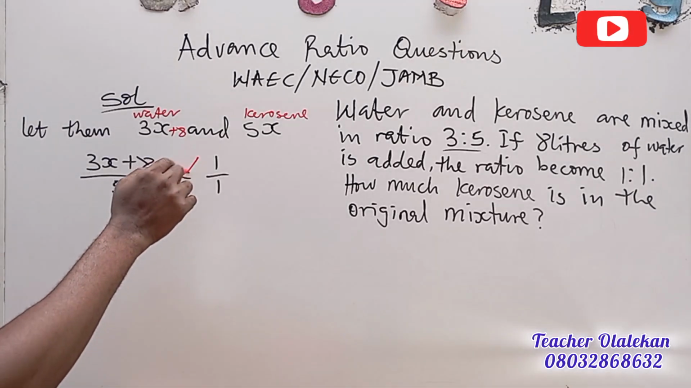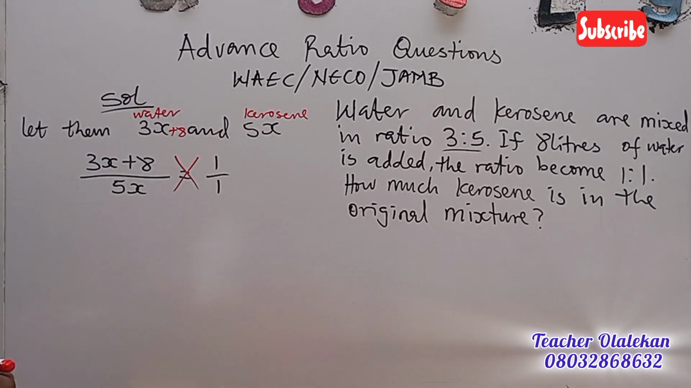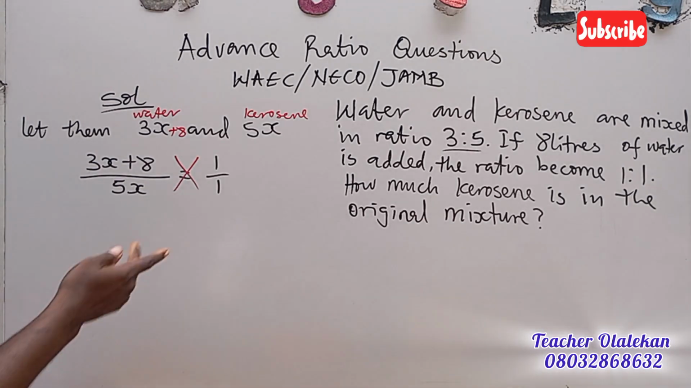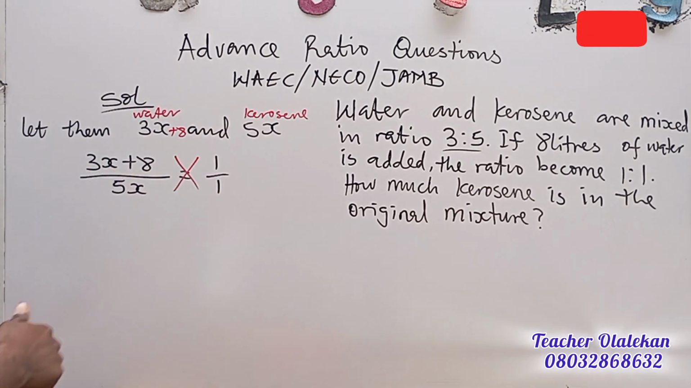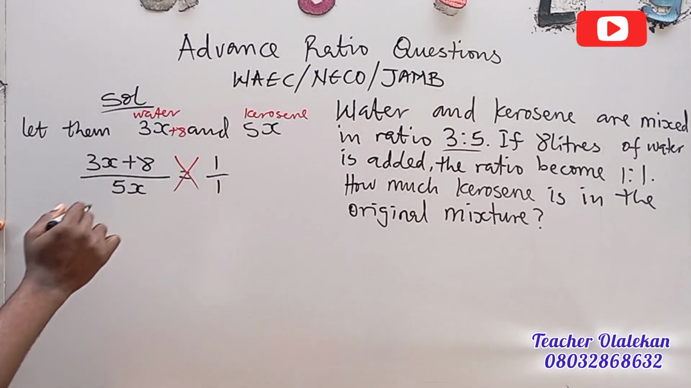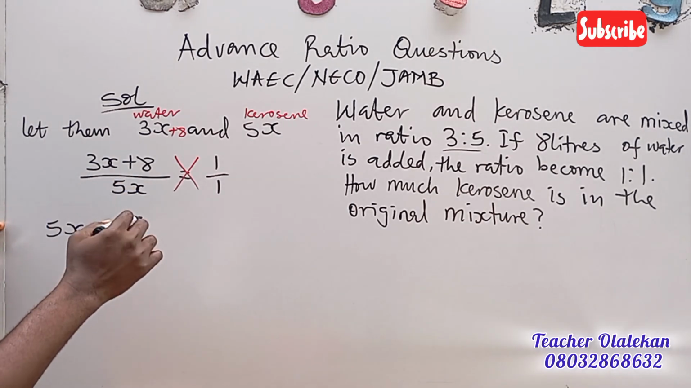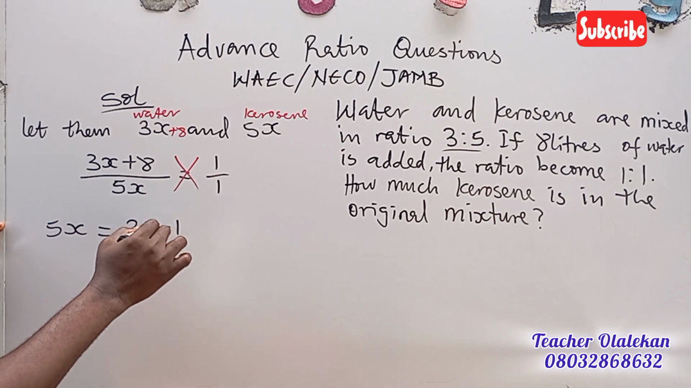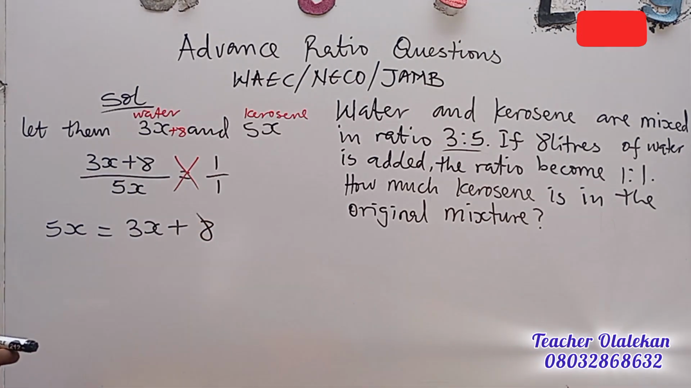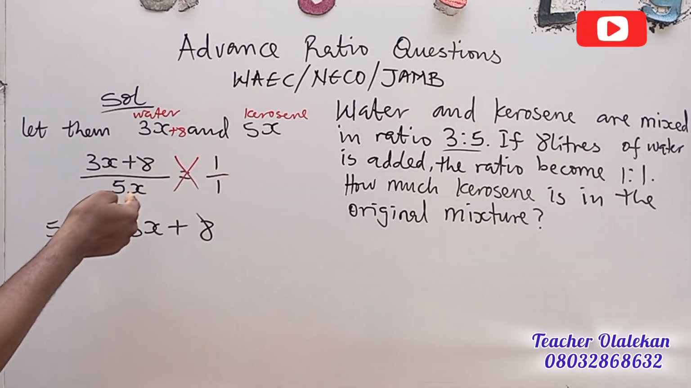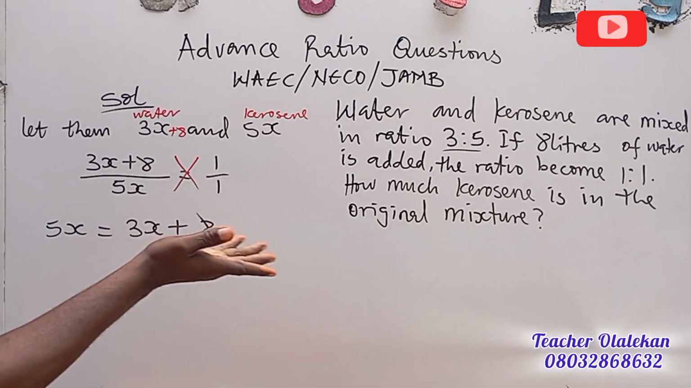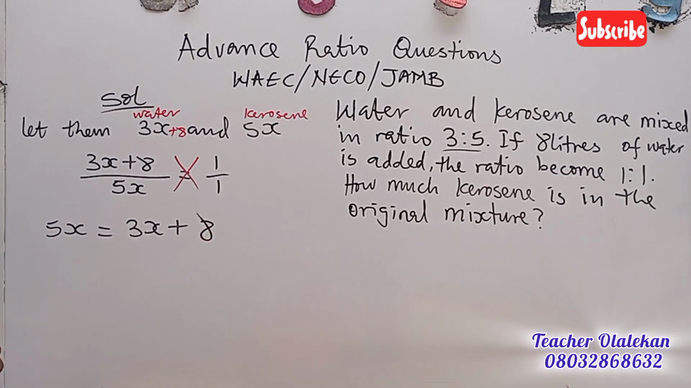Let's proceed. We cross multiply, just like we did in our previous video. This multiplied by this and this multiplied by this. So that becomes 5x is equal to 3x plus 8, because 1 multiplied by this and 1 multiplied by this give us the same thing. So we just have it on a linear equation line, and we'll collect the like terms.